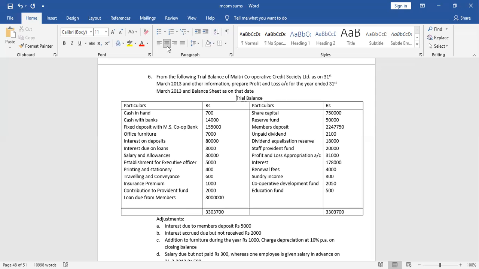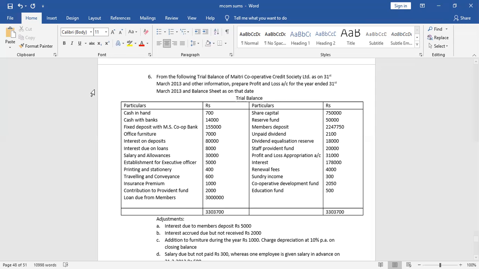Then profit and loss account, appropriation account, this is the opening balance of P&L account. Then interest is there, this is interest received because it is in the credit side. Then we have sundry income, this will be other income. Then we have cooperative development fund. Fund means reserve. Education fund. Fund means reserve.